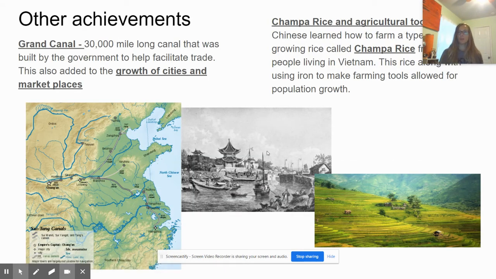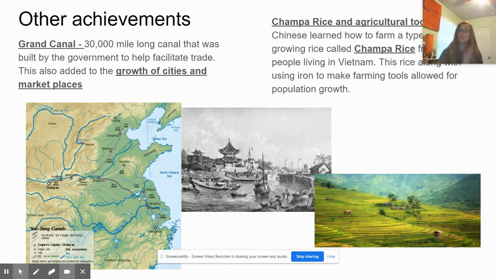So other achievements from these two Chinese dynasties, the Tang and the Song, one is going to be this Grand Canal, which is this huge government project that is a canal, so that's a man-made ditch or river that's going to go all the way from Shanghai to the coast. It's going to be like 30,000 miles long. And so this is just an example of how well this government is going to work. Along this canal, this is going to facilitate trade, of course.